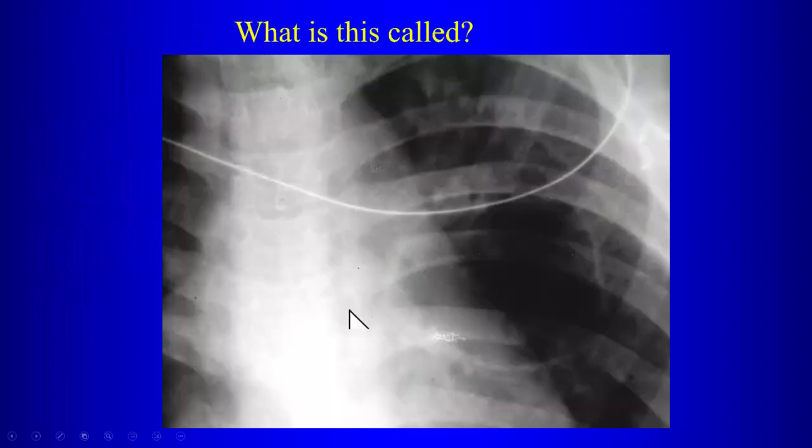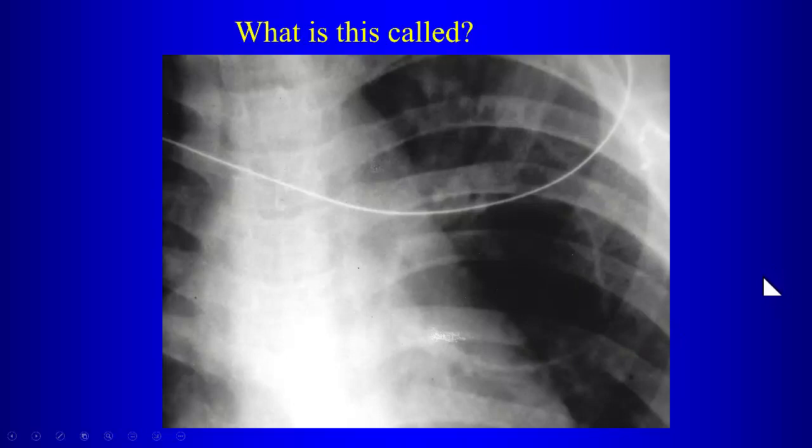What is this called? First of all, describe it. How would you describe this? It's a thin-walled, air-containing cystic lesion, right? So there's a term for this. Pneumatocele, right. So round, thin-walled, air-containing lesion. So that is called a pneumatocele.